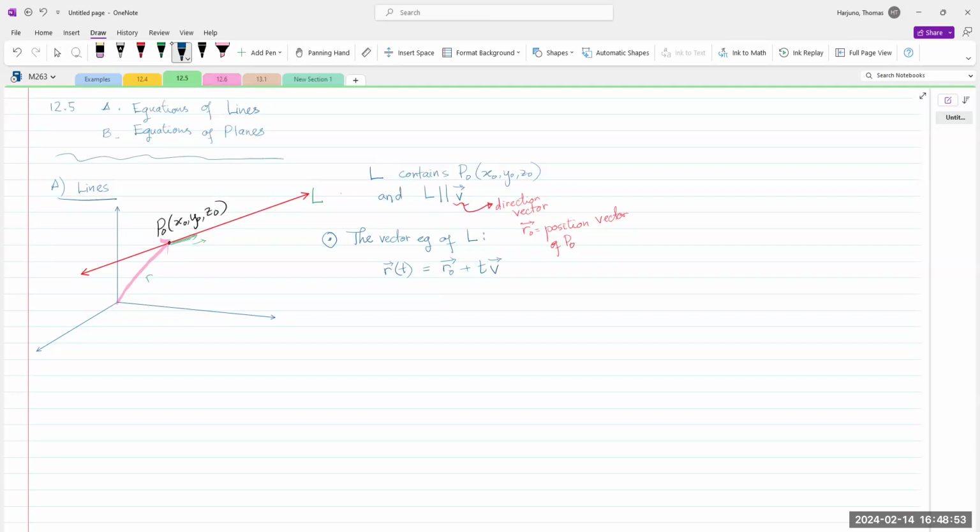Now, if I break this vector equation up, suppose my r(t) is (x(t), y(t), z(t)). This is equal to (x naught, y naught, z naught), that's the r0, plus t times (v1, v2, v3), which is the direction vector. So this is our r naught, the position vector of one of the coordinates on that line, and this is the direction vector v. I use t here just to signify that the coordinates x, y, z depend on your t. Of course, t here can be any real number.